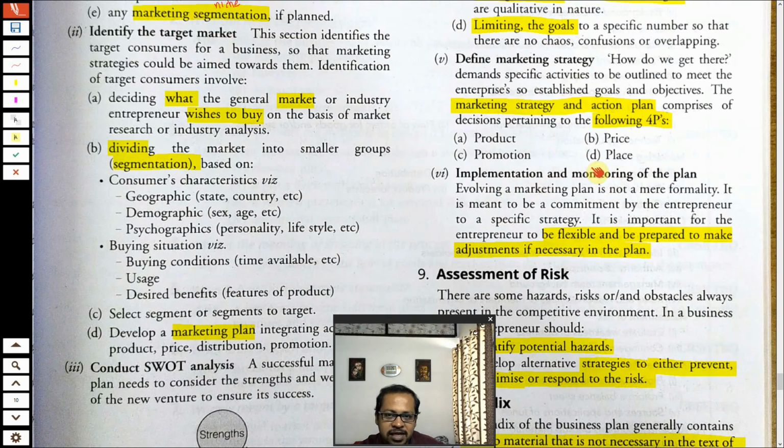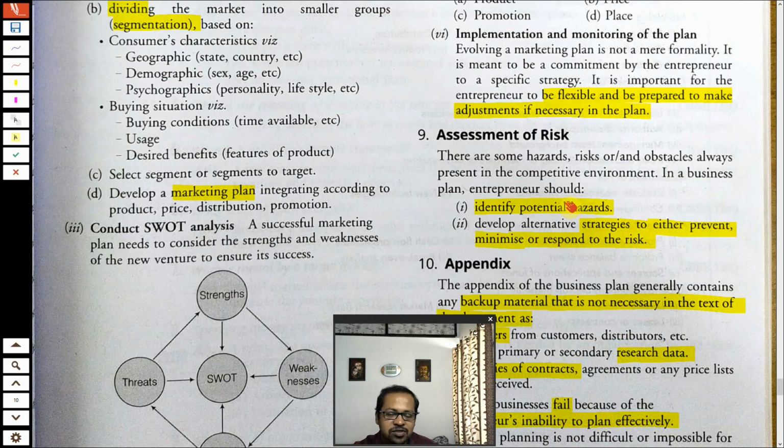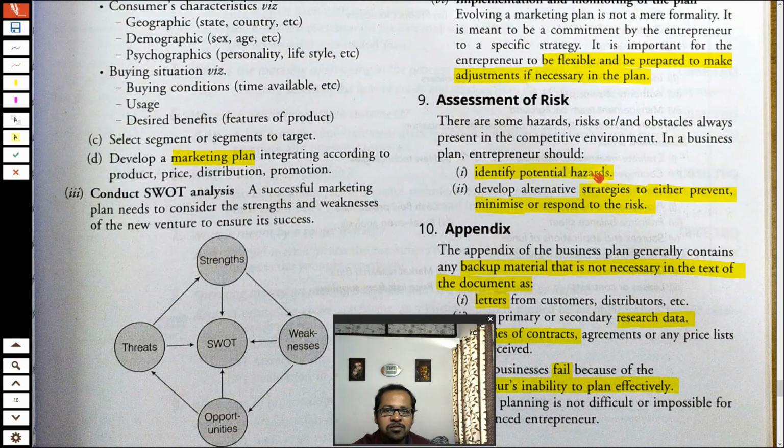Now everything is ready, your goals are ready, your strategy to achieve the goals is also planned out. Now you need to implement and monitor. Okay, and you need to be flexible. Many differences will be there, so you may have to change your plan or make some adjustments in the plan as per the changing situations. You may have to increase the budget, okay, if need be, or you may have to introduce some extra features in the product. Now, assessment of risk.